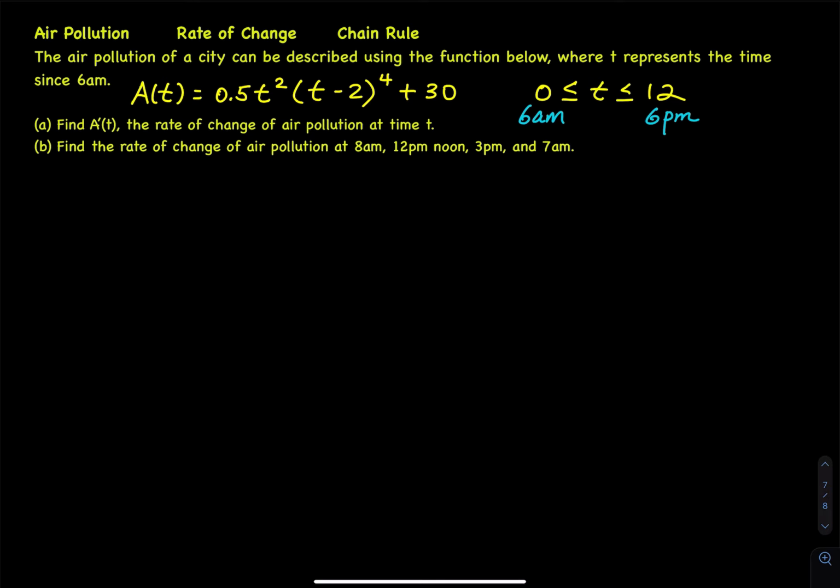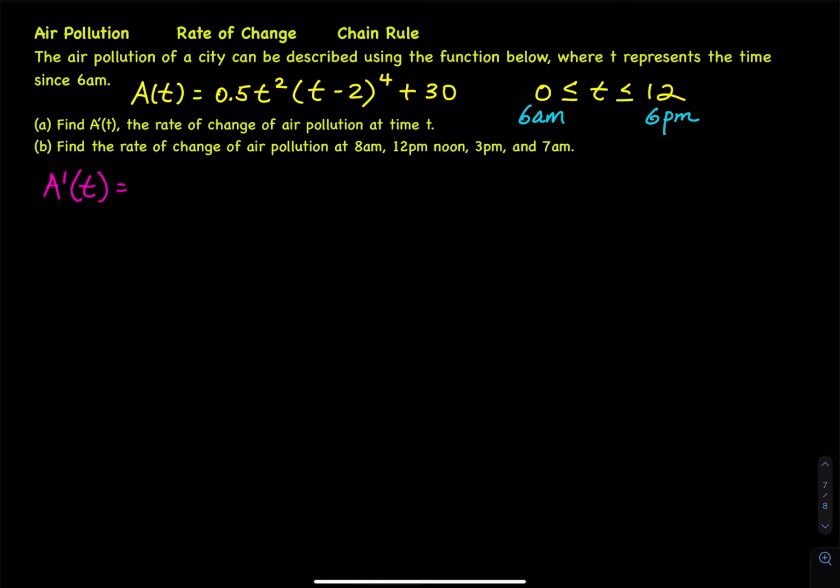Most people will just think about the slope. But if you put this f of x equals x squared into an application problem, we don't just call it a slope, we call that rate of change. So when you see the words rate of change, this means slope. Rate of change means derivative. So let's find the derivative, A prime of t.